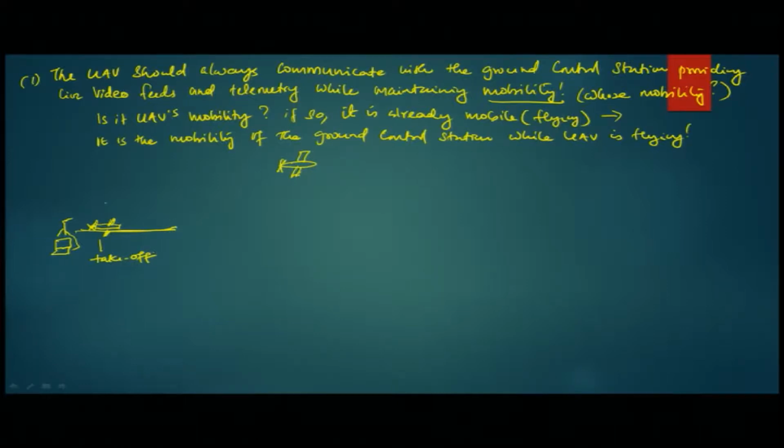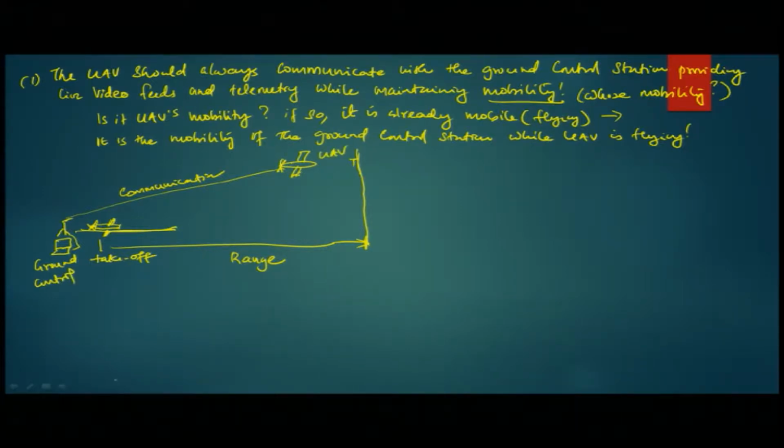Ideally, you would expect it will take off and fly up to some level, which is its range. This is the range of the UAV. We will assume that it will fly until this range, which is the range with the communication, because it should be in communication. This is what we call the ground control, the UAV. So then in that case, it should communicate back and forth, send videos, and the UAV is mobile, the ground control is fixed.